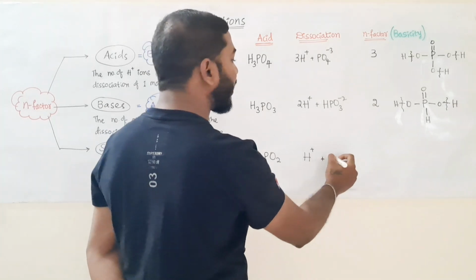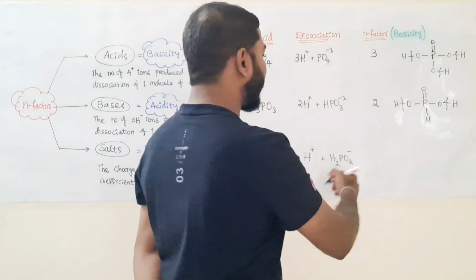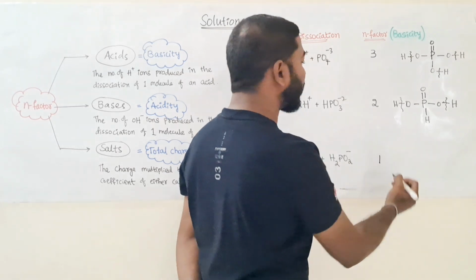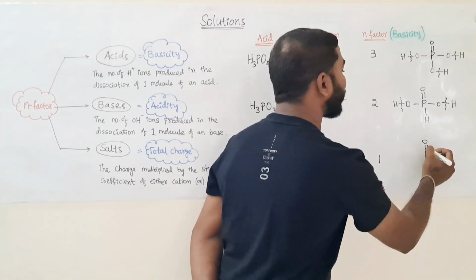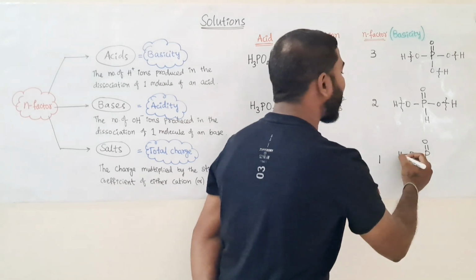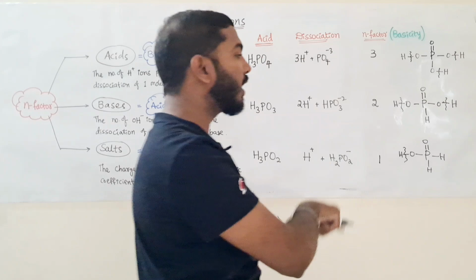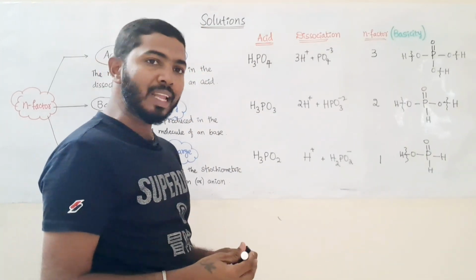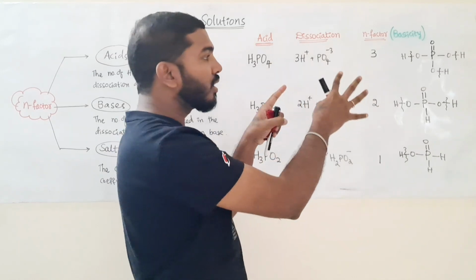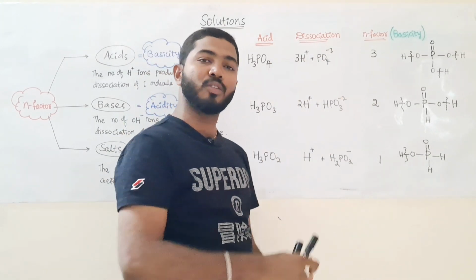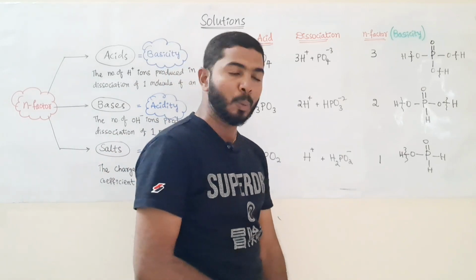And then next, H3PO2, hypophosphorous acid. Out of those 3 hydrogens, only 1 hydrogen is going to undergo dissociation. It is going to give us H2PO2 minus. So the N factor is going to be only 1, which means that in the structure of hypophosphorous acid, only 1 hydrogen is directly attached to oxygen. Hence, only that can undergo dissociation. Hope it is clear. So these are a few examples which we can discuss in the case of acids N factor.